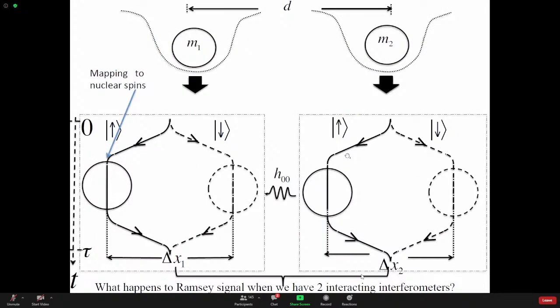So now how will we... need a little bit more here. We not only need to do this splitting, we also need to hold the masses parallel to each other for a while for a good gravitational phase to accumulate.